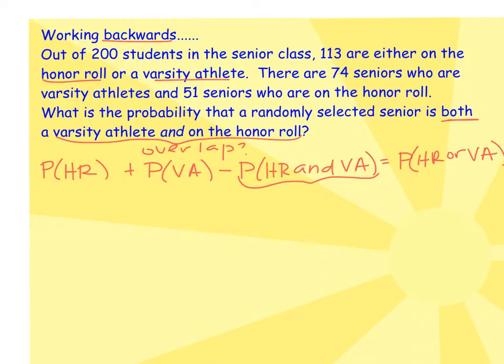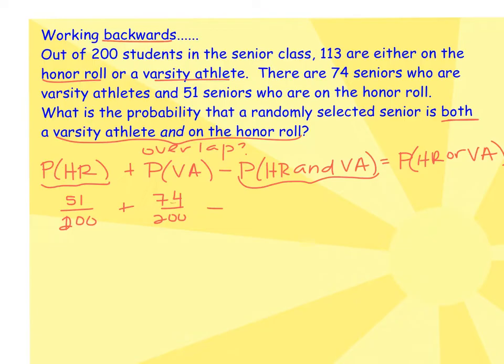So HR is honor roll, VA is varsity athlete. Well, the number of students on the honor roll is 51. Therefore, the probability of being on the honor roll is 51 out of 200. The probability of finding a student who's a varsity athlete: 74, so 74 out of 200.